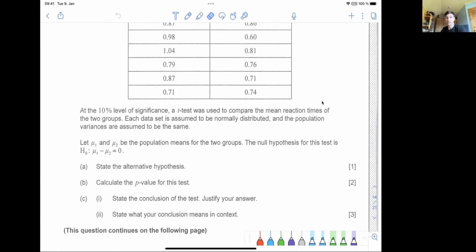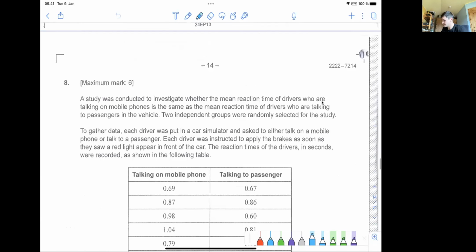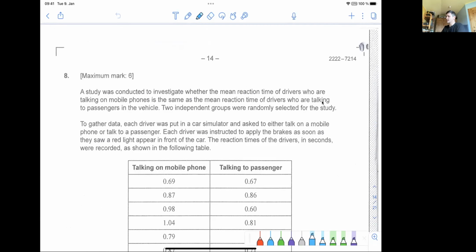To figure out which one we need here, we need to go back up to the first paragraph, where it says a study was conducted to investigate whether the mean reaction time of drivers who are talking on mobile phones is the same. I know it's a very small word, but that's critical. That's a critical bit of information in order to answer part A, to state the alternative hypothesis.